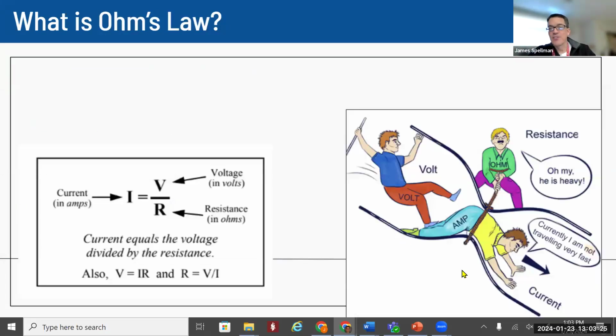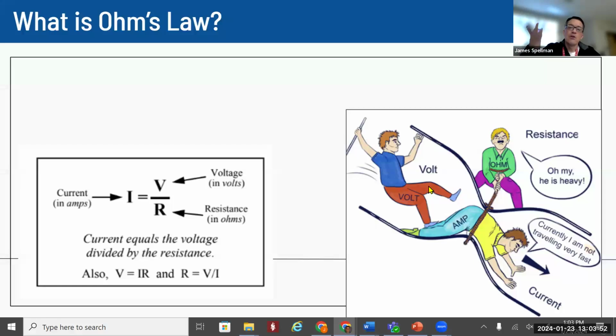So here's an illustration to put the three together, because when we get to Ohm's law, there's a relationship between the current, the voltage, and the resistance. This is the way that it looks. So the movement of the current is basically dependent upon how much the volt is pushing it, divided by how much the resistance is squeezing it. And that tells us how much current we've got.